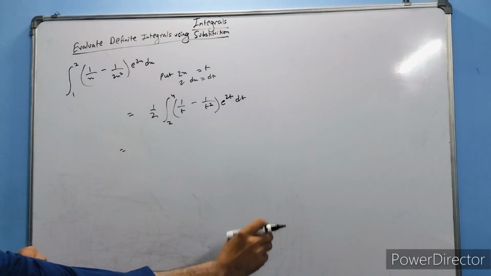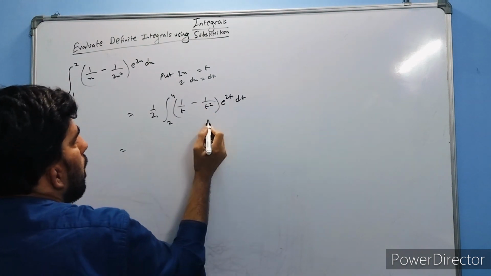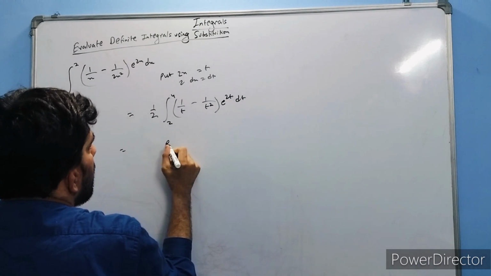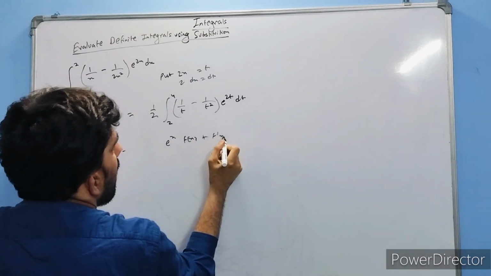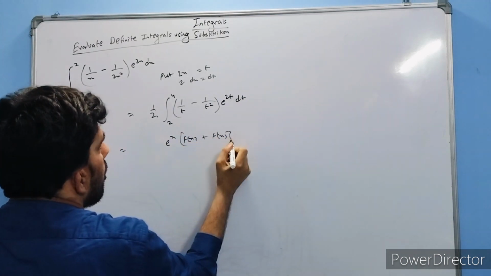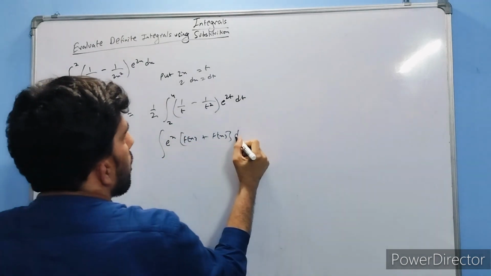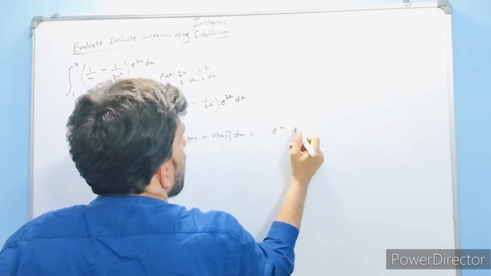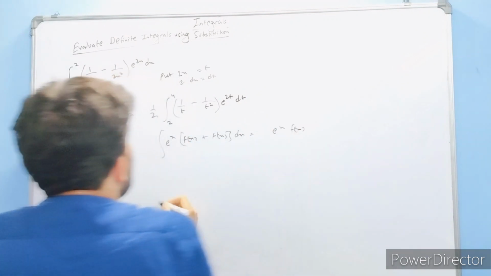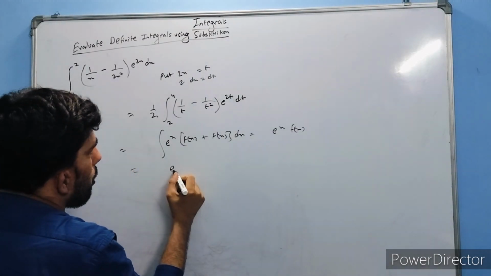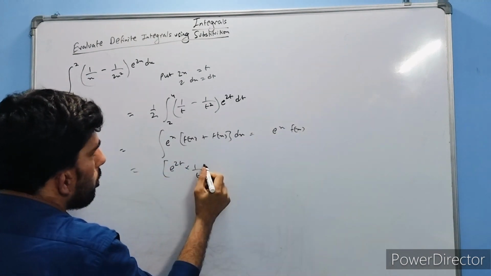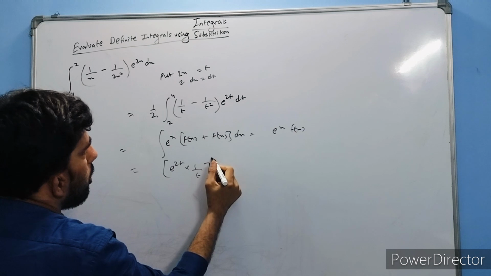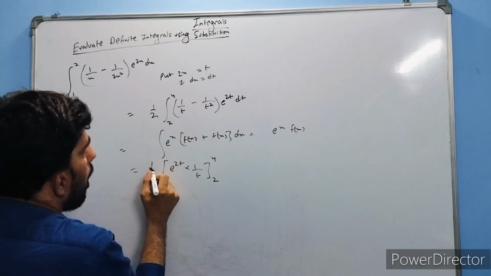Now we can directly apply the formula here by parts they have given, that is if e raised to power x, f x plus f dash x is given, to integrate it with respect to dx, we get e raised to power x f x. Okay, so we'll have e raised to power 2t into 1 upon t. Okay, so now I can directly put the value here. So half will be there.